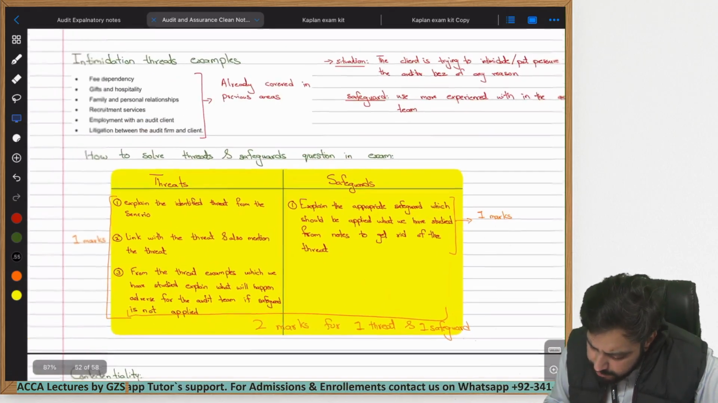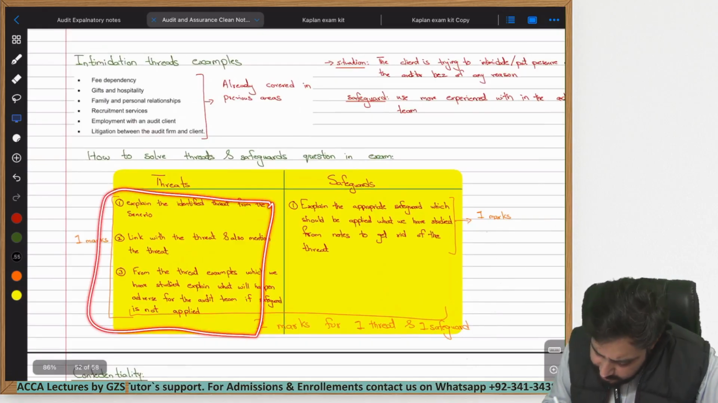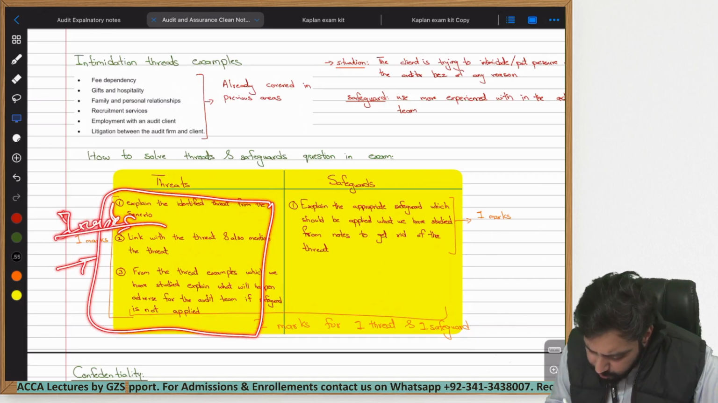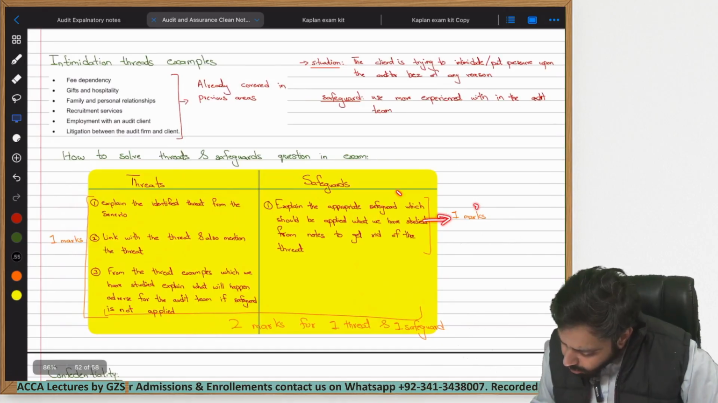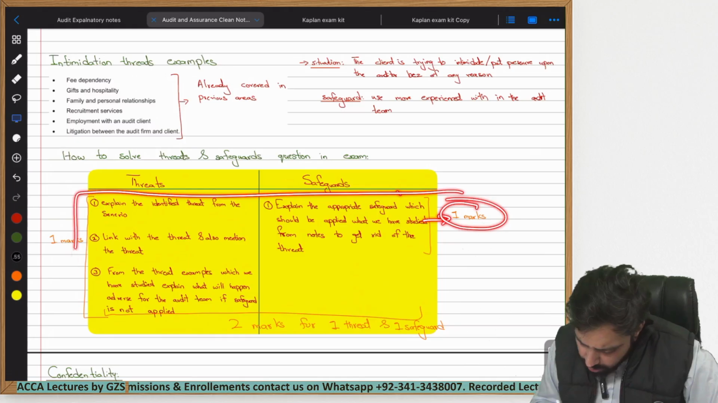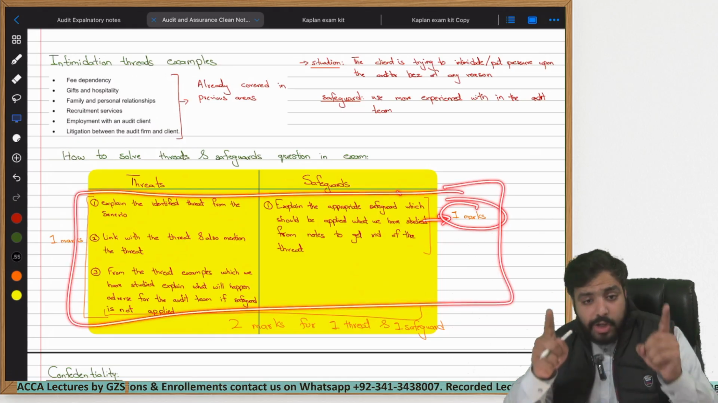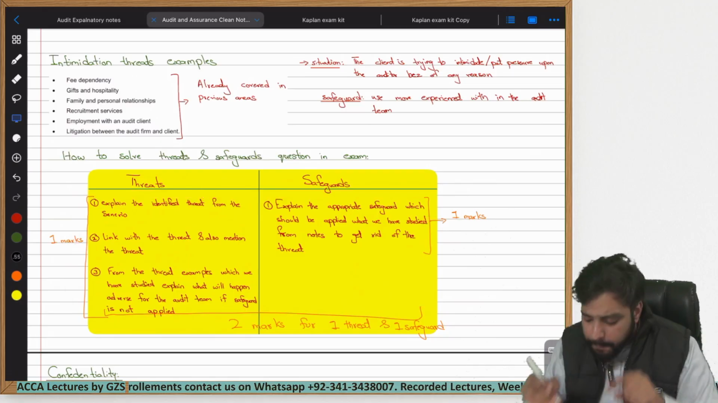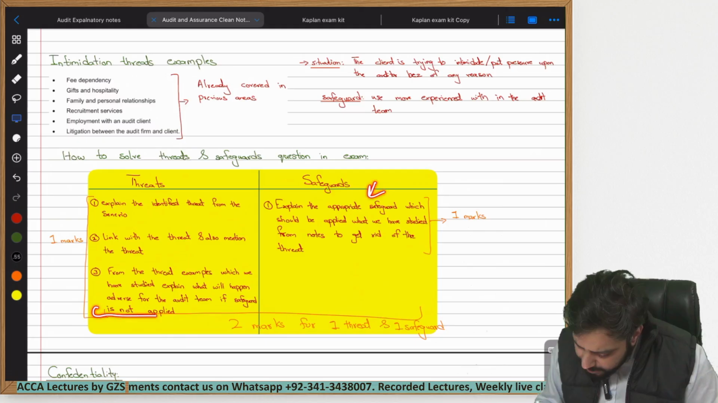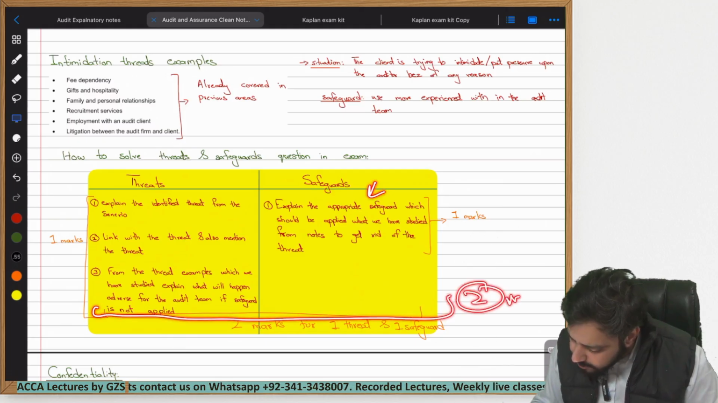Now, always remember the threat which is explained within these 3 points will be for 1 mark. The examiner will give you 1 mark for it. I've written it down here as well. And the safeguard that you will write down will also be for 1 mark. So, in short, every single threat that you identify, explain it within these 3 points and write down a proper safeguard against it. It will give you 2 marks within the exam.